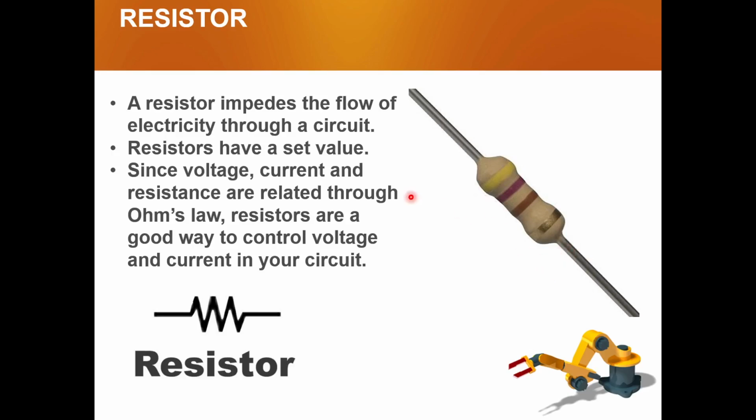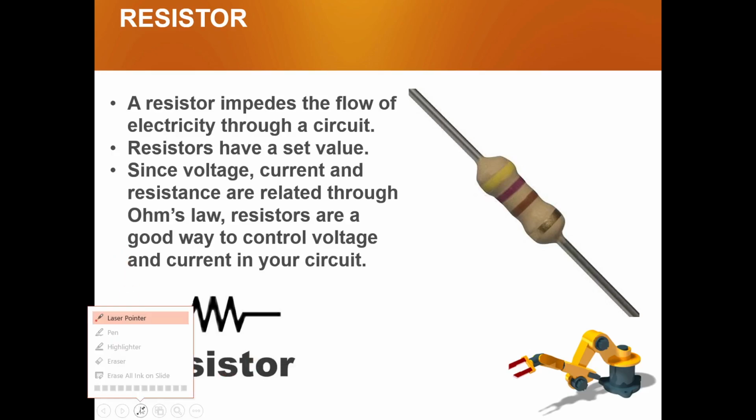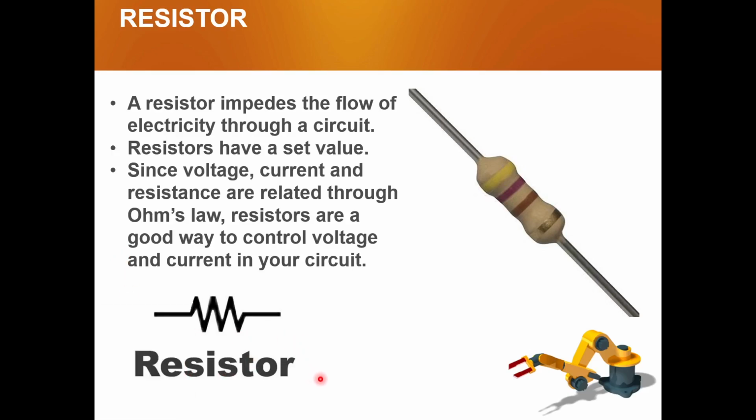Okay. Since voltage, current, and resistance are related through Ohm's law, resistors are a good way to control voltage and the current in your circuit. So what is Ohm's law? This was a law: I is equal to V by R, and that law was basically given by Ohm, and so we use it for controlling the current. So we write it as I is equal to V by R.